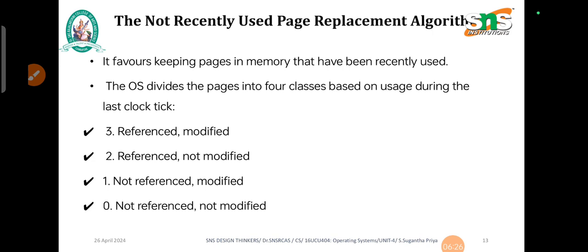Next is the not recently used page replacement algorithm. It favors keeping pages in the memory that have been recently used. The OS divides the pages into 4 classes based on the usage since the last clock tick: referenced modified, referenced not modified, not referenced modified, and not referenced not modified.